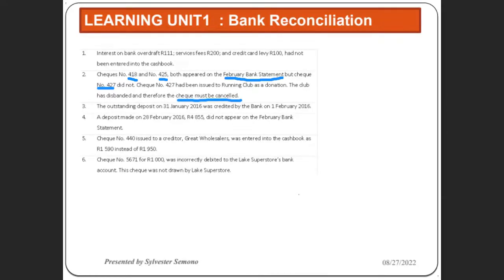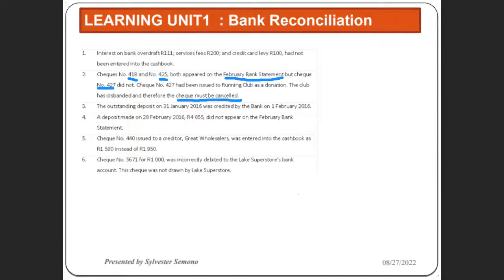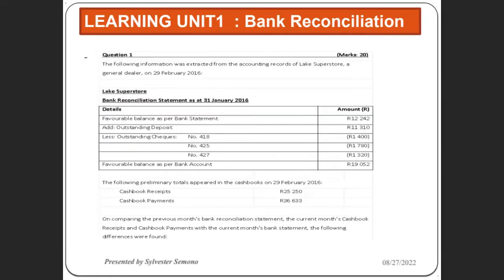Can you see now? So we need to be careful here. Remember, our main aim, the reason why we reconcile, is to make sure that the checks which have been outstanding are now appearing on the bank statement. So if you can check 418 and 425, let me go back. I want you to remember this. Remember, check 418 and 425. I'm going to go and check them now. Let's go and check them.